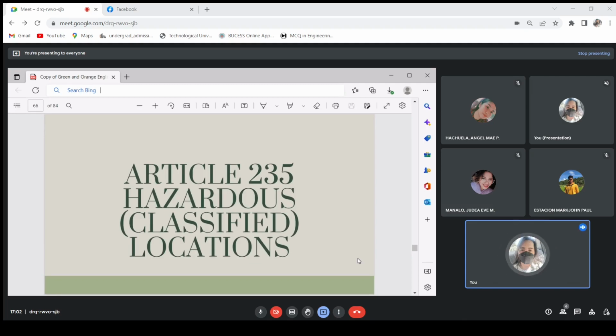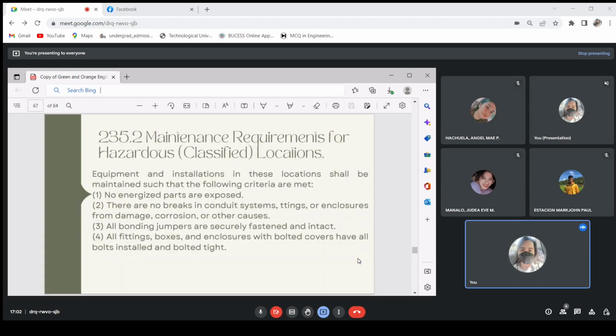So, Article 235, hazards. Maintenance requirement for hazardous classified location. So, maintenance nito is depende siya sa specific hazard tsaka sa specific location. May mga iba't ibang precautions sa iba't ibang hazard din. Dapat palagi yung ganun. So this is special type of equipment and installation to ensure safe performance under condition of proper use and maintenance. So yun yung mga proper criteria and maintenance for the hazardous location.